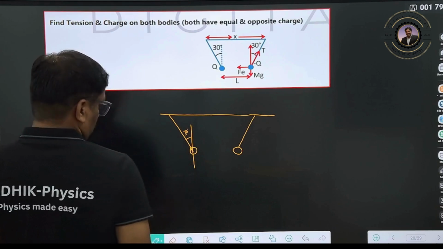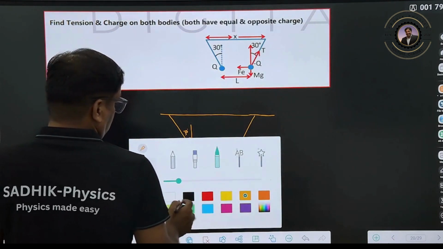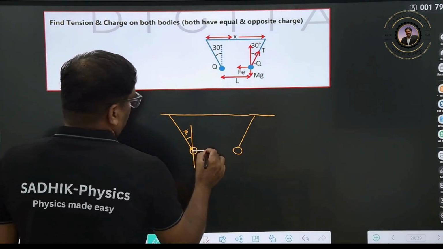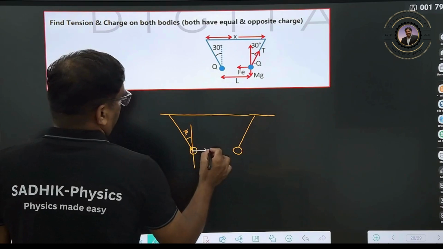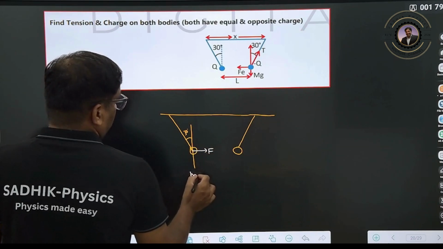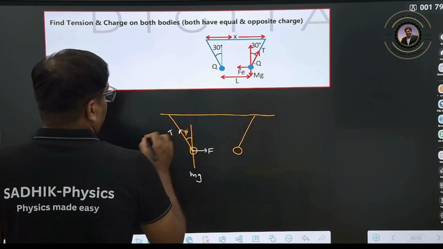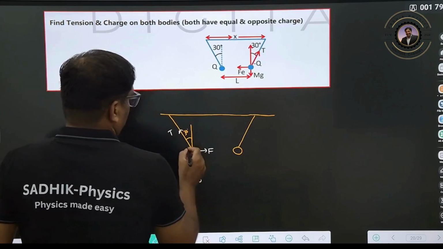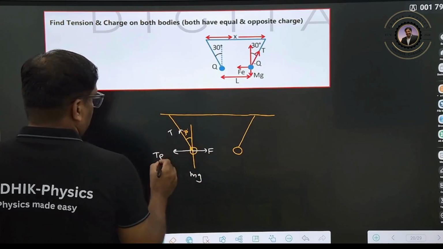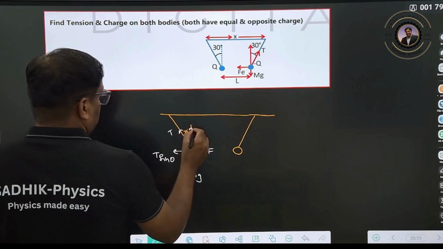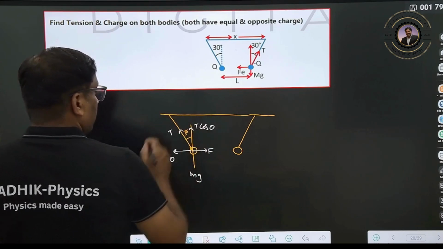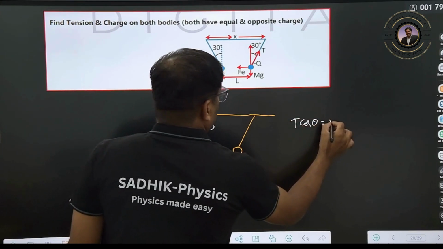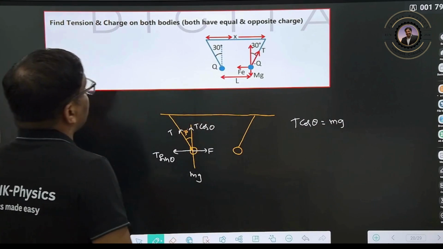Clear? Then we can rewrite it as: therefore it is experiencing a force here, no? So this is F, and this force will be equal to mg. So this is your tension here, no? Therefore here the tension has components T sin theta and T cos theta. That implies what? T cos theta is balancing mg here.